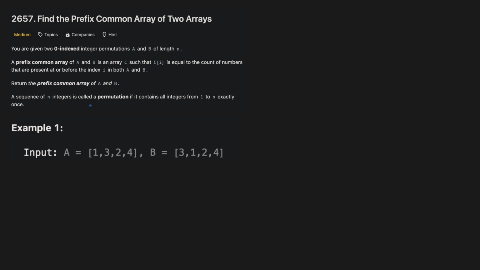A sequence of n integers is called a permutation if it contains all integers from 1 to n exactly once. For example, here n is equal to 4 and all the elements in A and B are in the range 1 to 4. A prefix common array of A and B is an array C such that the ith index in C stores the count of numbers that are present at or before the index i in both A and B. And in the end, we should return the prefix common array of both A and B.